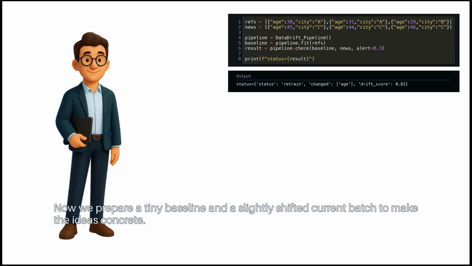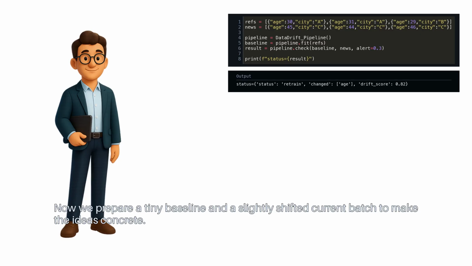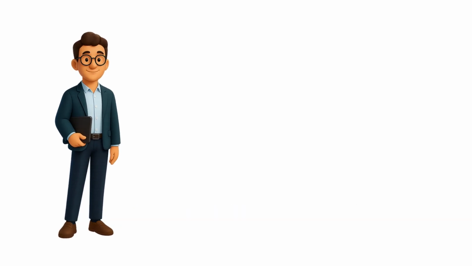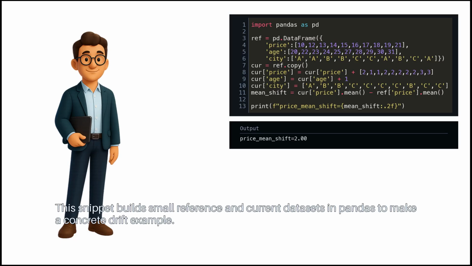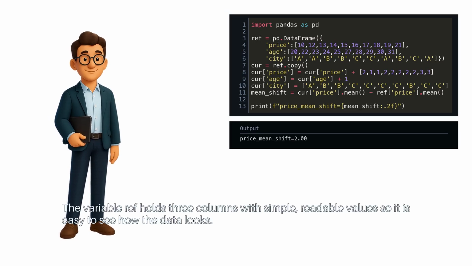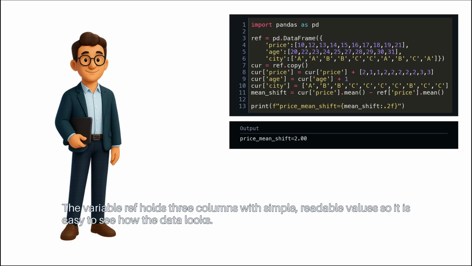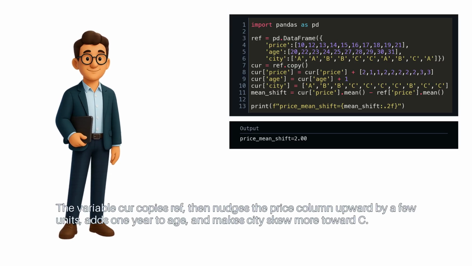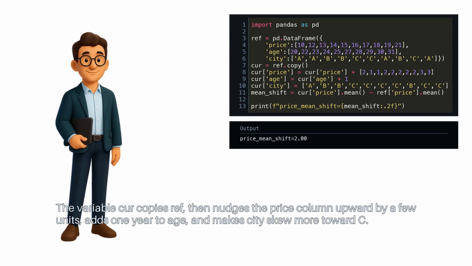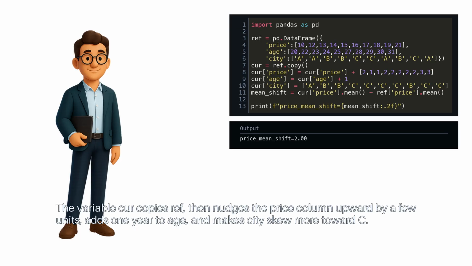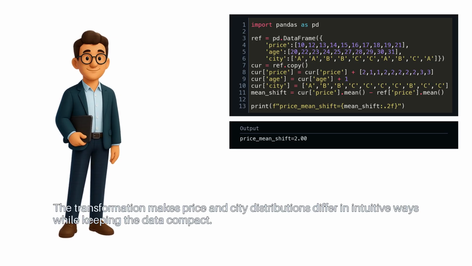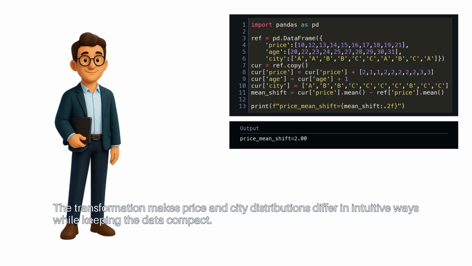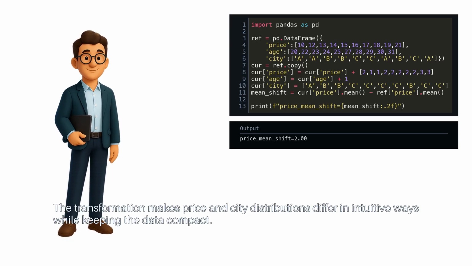Now we prepare a tiny baseline and a slightly shifted current batch to make the ideas concrete. This snippet builds small reference and current datasets in pandas to make a concrete drift example. The variable ref holds 3 columns with simple, readable values, so it is easy to see how the data looks. The variable cur copies ref, then nudges the price column upward by a few units, adds 1 year to age, and makes city skew more towards C. The transformation makes price and city distributions differ in intuitive ways while keeping the data compact.